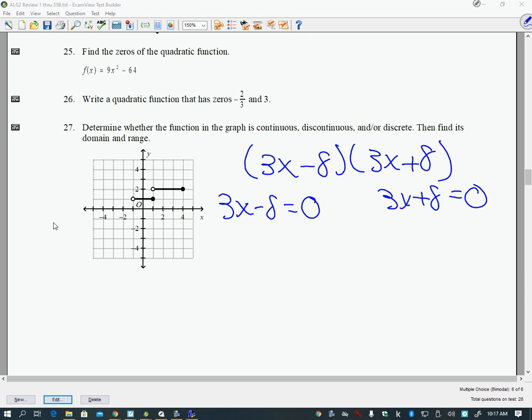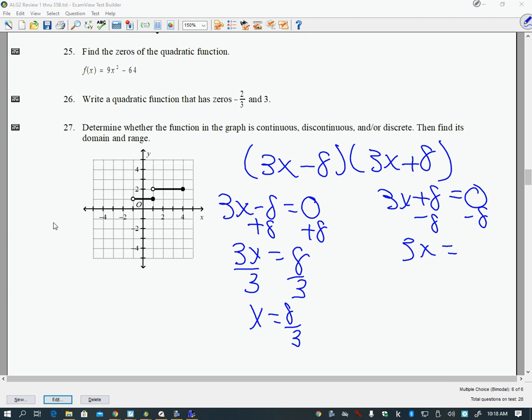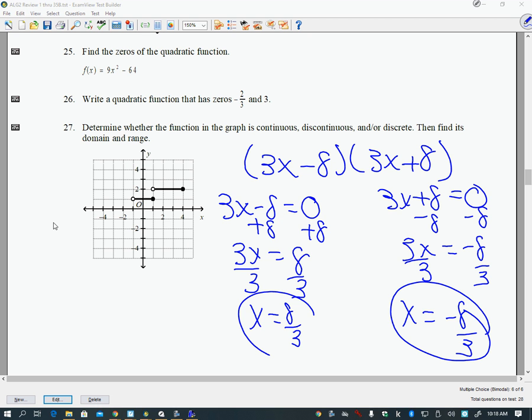Do what here? Nope, don't divide by 3. We do kind of the opposite of order of operations. So I'm going to add 8, and then I get 3x equals 8. Go ahead and divide by 3. So I get x equals positive 8 thirds. Over here, subtract 8, 3x equals negative 8. Divide by 3. x equals negative 8 thirds. Those are my two zeros, right? Okay, we understand what to do there?